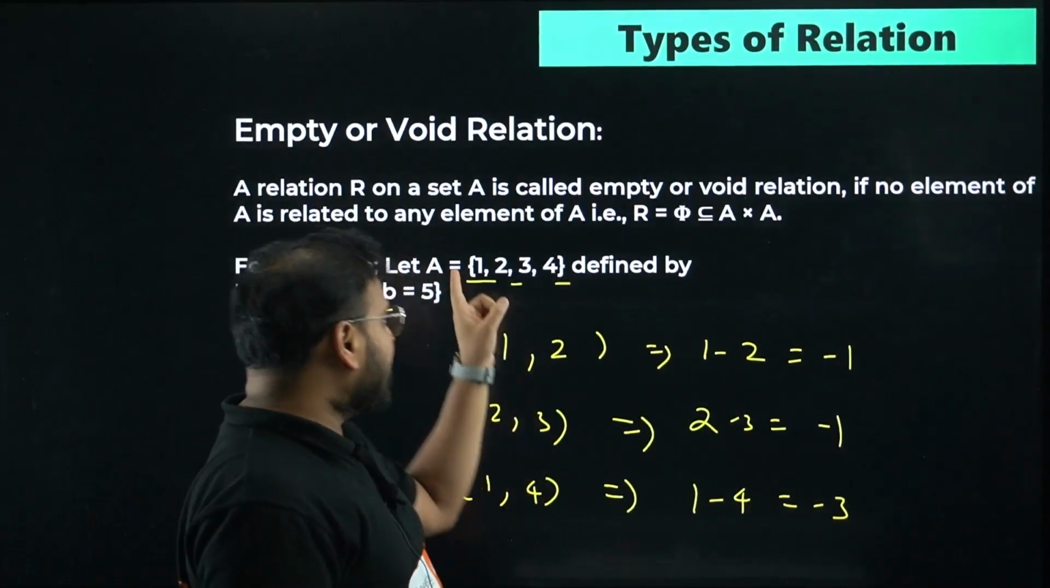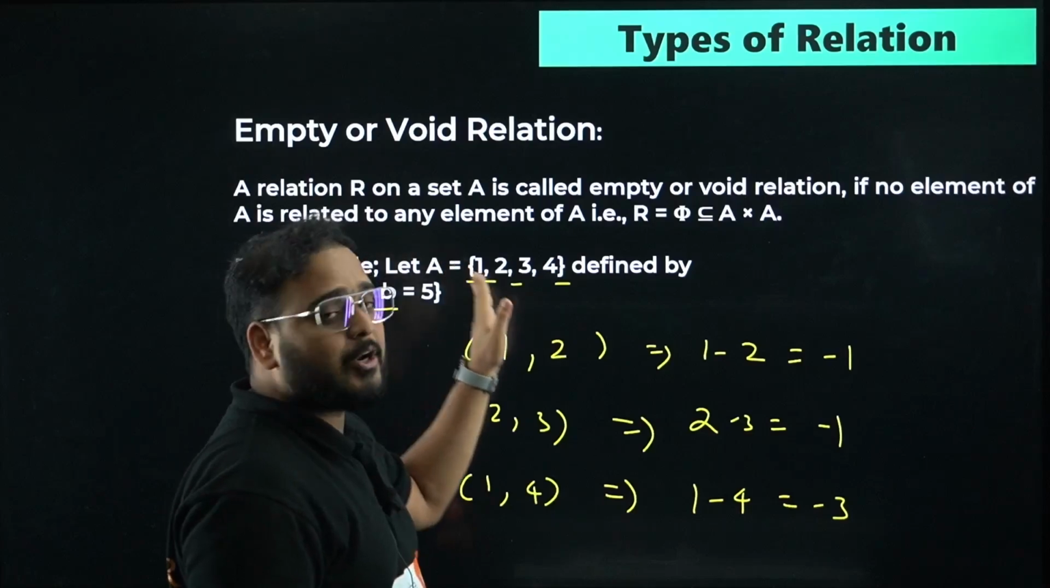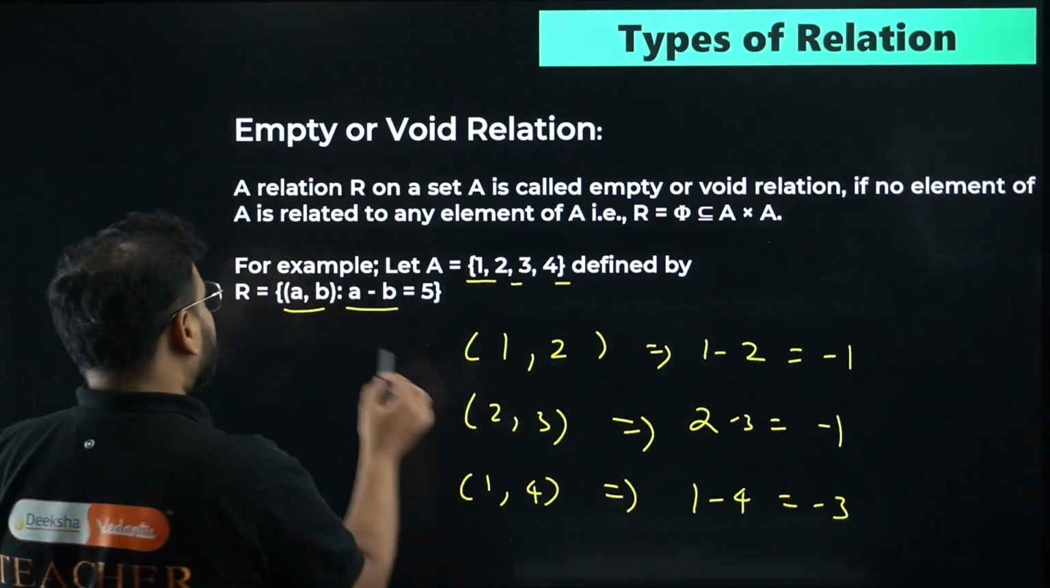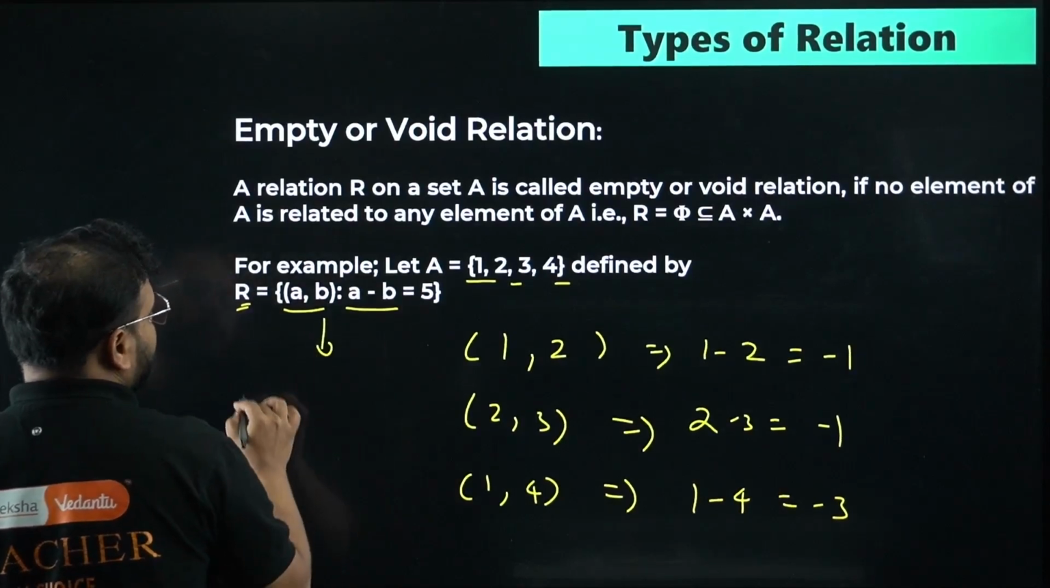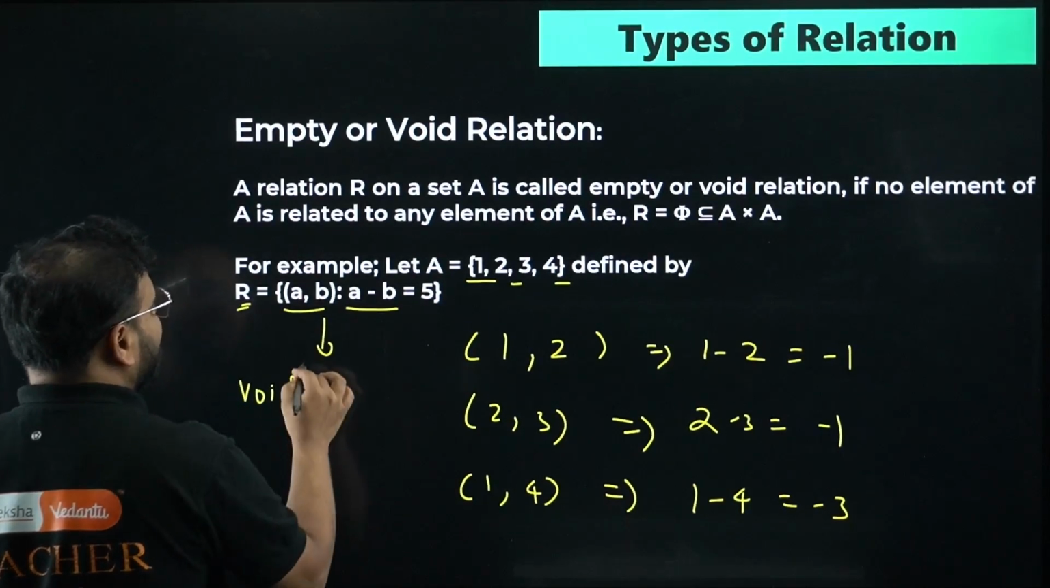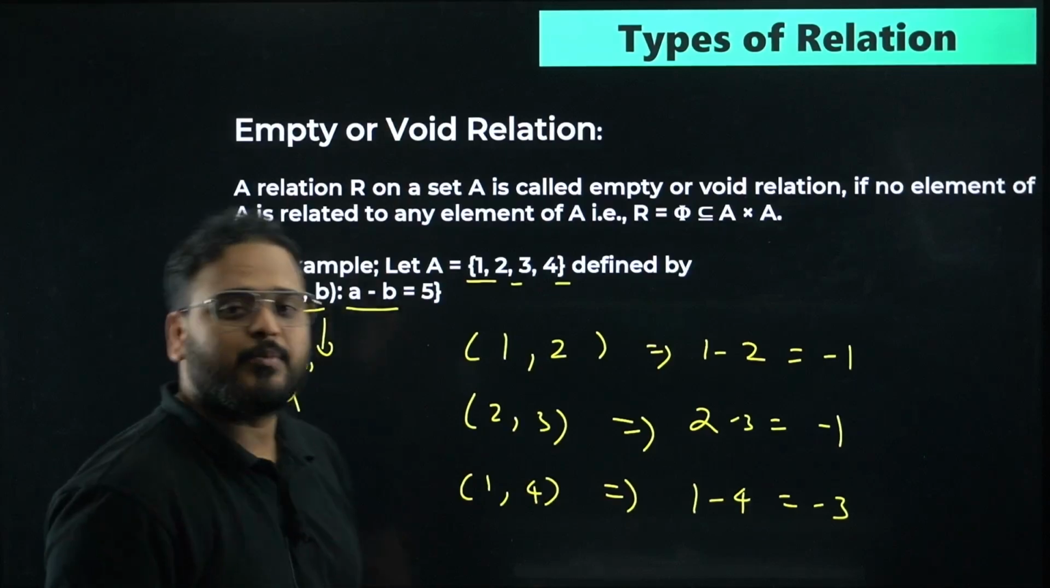It means none of the elements of the set A, 1, 2, 3, 4, is going to be related under the relation R. So this is called an empty relation. This is called an empty or simply void relation. Void relation. I hope this is clear.